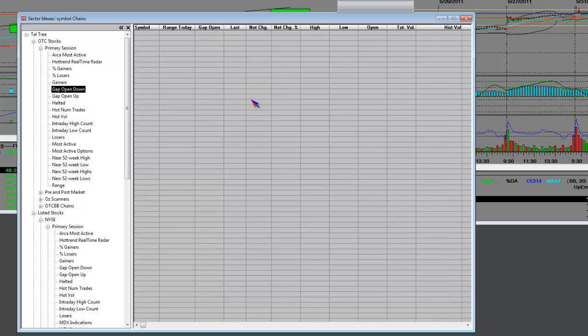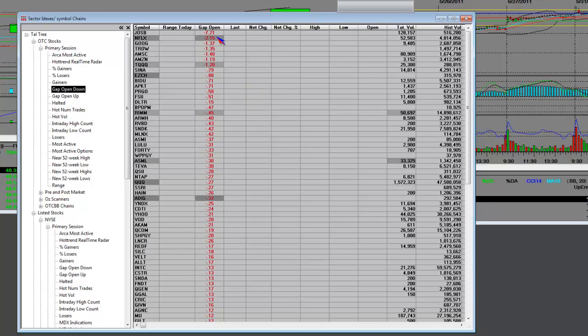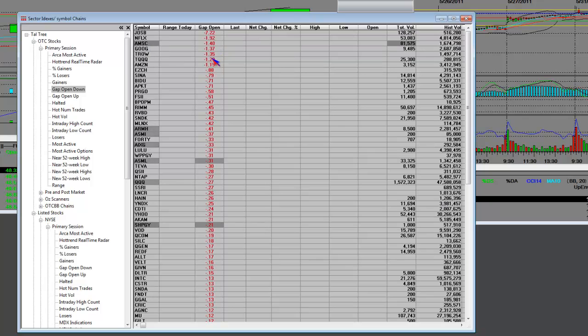Now let's take a look at the gap open down. Ooh, nice. Look at here. JOSB. Look at that Netflix. Again, had an upgrade today, but stock is gapping down. Google is gapping down. So this is the gap down list. It's not a huge expanding list, but nonetheless, it is greater than the gap open up list.